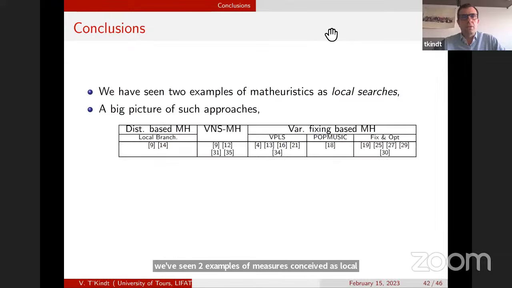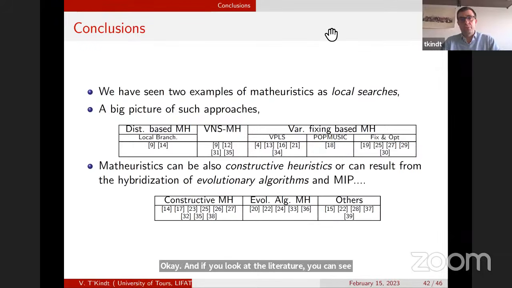And if you look at the literature, you can see that there are some papers, and I put the papers there, dealing with matheuristics and scheduling in a large sense, okay? So sometimes it's routing and scheduling. But you also have papers on constructive heuristics and also on evolutionary metaheuristics, and also some papers that were unclassified for me.